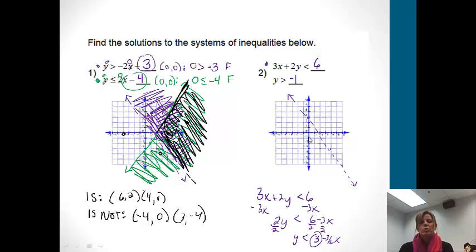Okay, and then I'm going to test 0, 0, so I'm going to come down here and put 0 and 0 in. When I do that, I get 0 is less than 3. That is a true statement, so I get to shade the side of the line that has the 0, 0 on it.